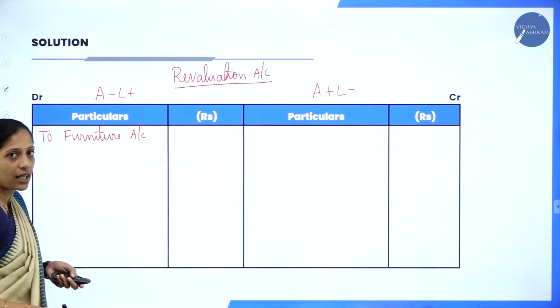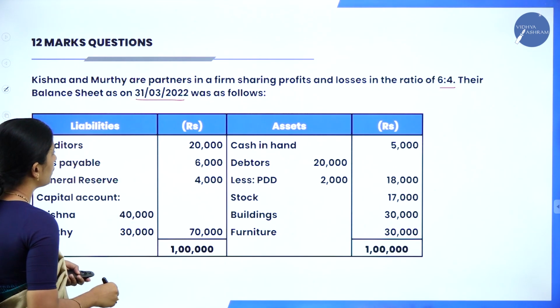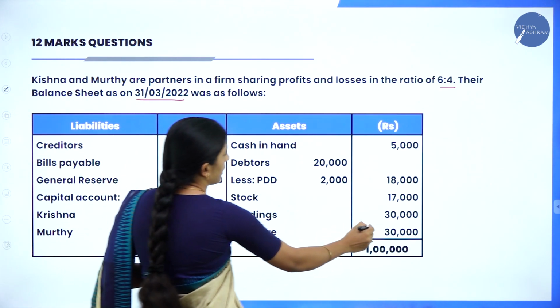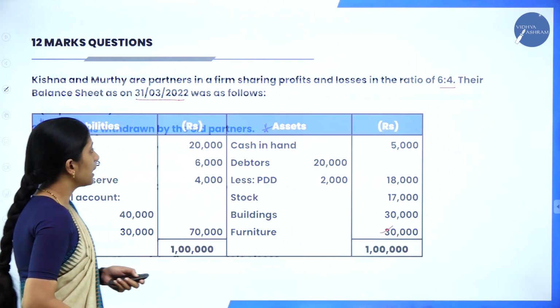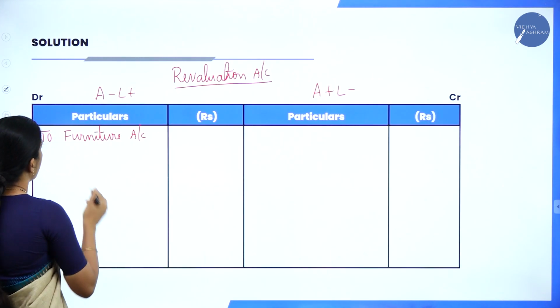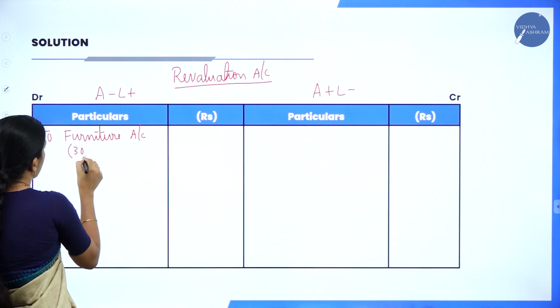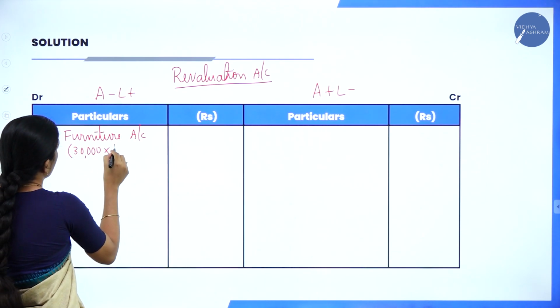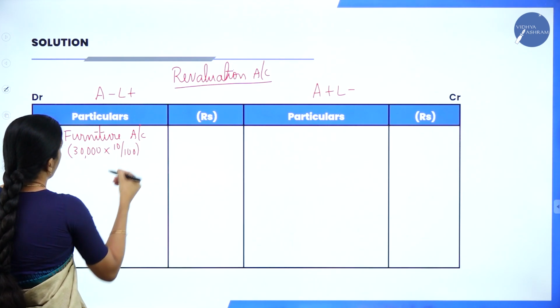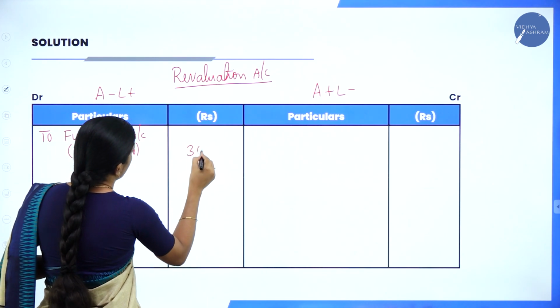To furniture account. So what is the value of furniture? They'll give in the balance sheet 30,000. So 30,000 into percentage is 10%. So 30,000 into 10 divided by 100. So it will be 3,000.